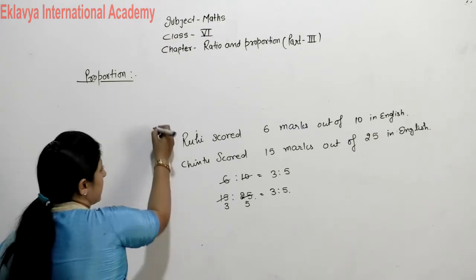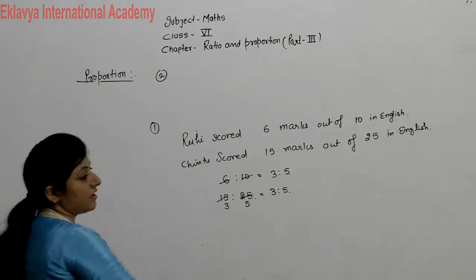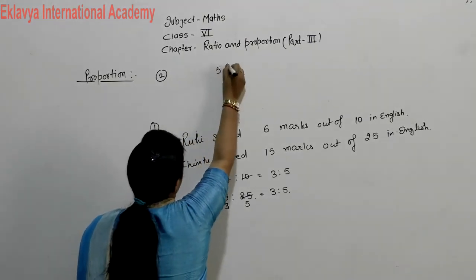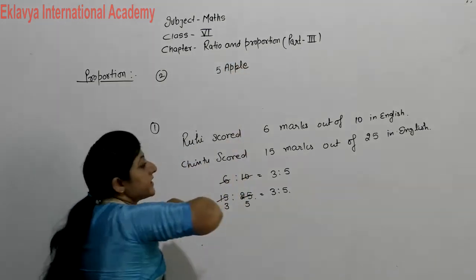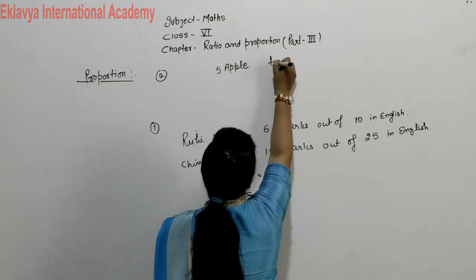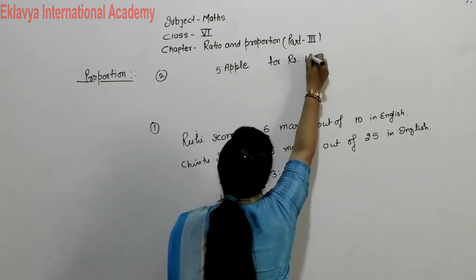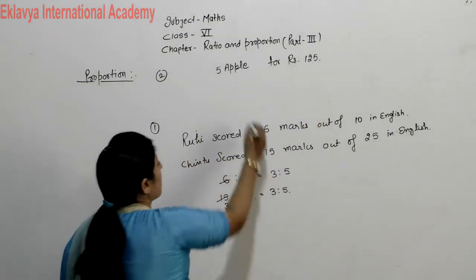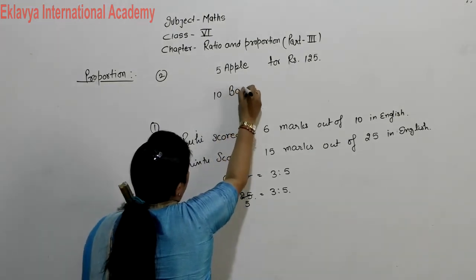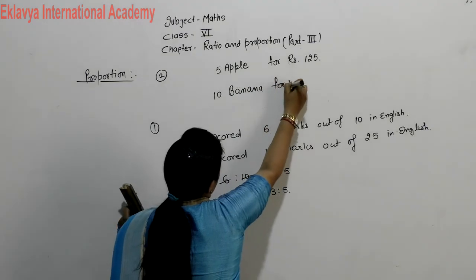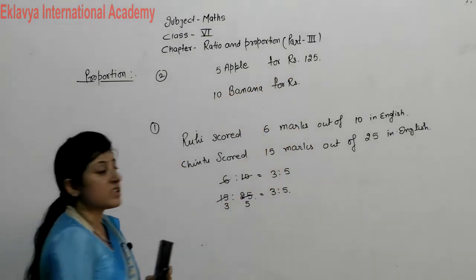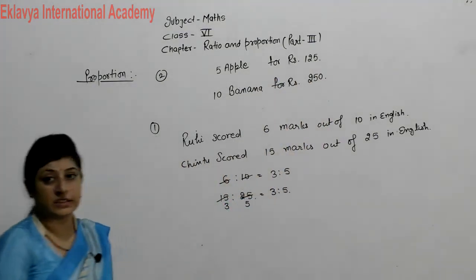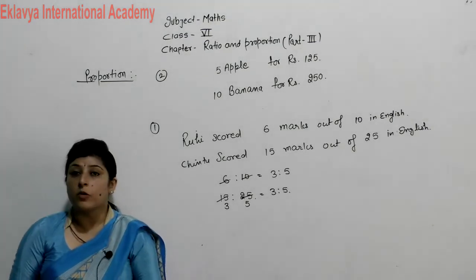Another example. Suppose one person purchased 5 apples for rupees 125, and another person bought 10 bananas for rupees 250. Who pays more for the fruits?